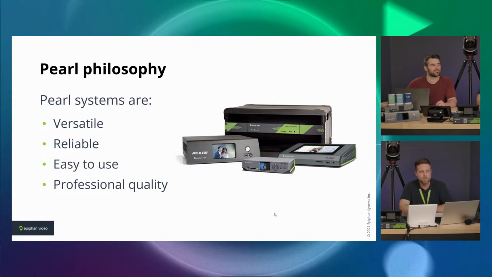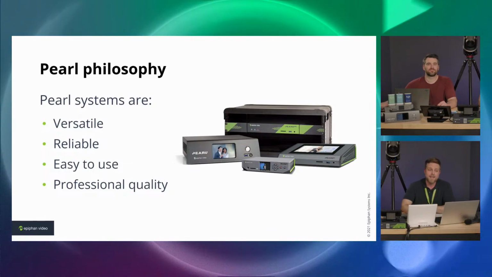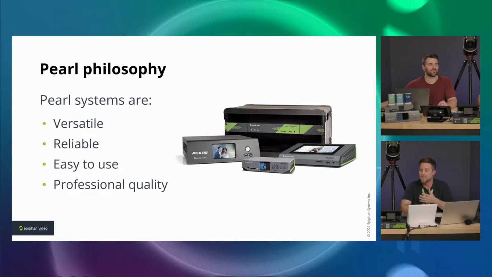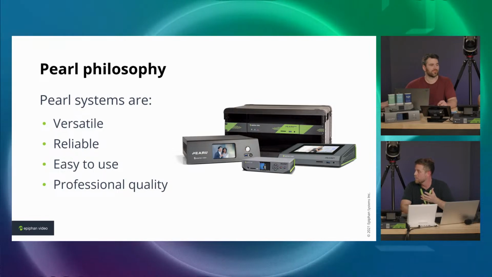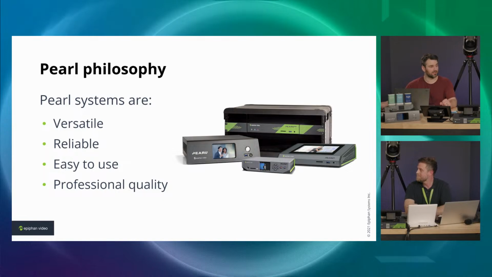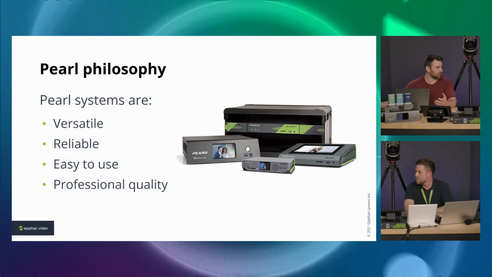There we go. So what is the Perl philosophy? It's all about versatility, reliability, and ease of use. Of course, these are professional quality devices, so extremely reliable and robust. Yeah, all encased in metal. So they're meant to be, especially the Nexus, if you pick up one of those devices, it's a heavy device. It's meant to go in a rack. It's meant to sit there. It's meant to work. These are workhorse devices.